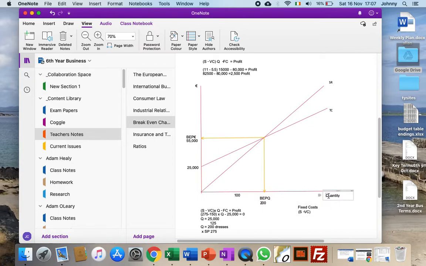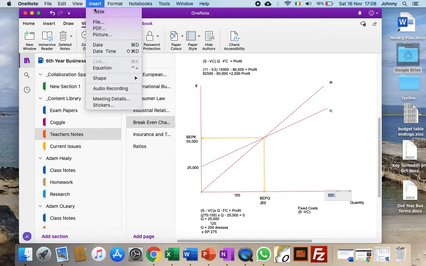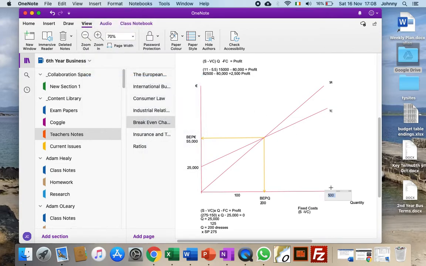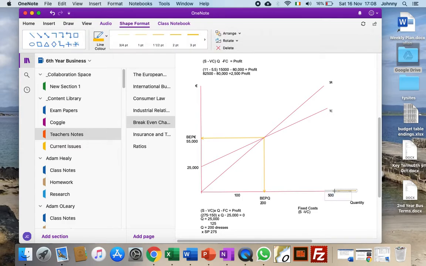So if I move the quantity out of the way a little bit, this point here is approximately 500 units. And where did I get that 500 from? They plan to sell 500 dresses. So we're currently selling 200, and we plan to sell 500. Again, I am approximating, I haven't used graph paper to make it exactly correct, but I am close enough. So I'm going to insert a line here to show the difference between what we're currently selling at and what our break-even point is.